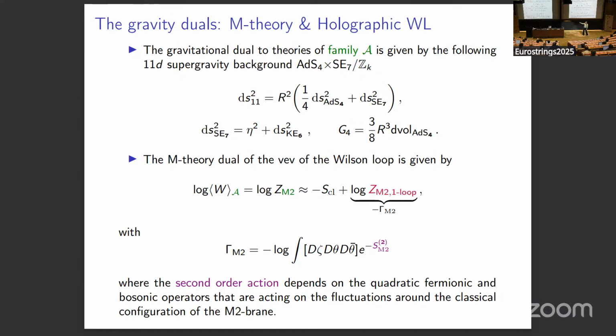But then, because we want to study the partition function of the M2 brane, let's see what this gives us. If we do an appropriate expansion, we find that the leading order piece is just given by the classical action of your M2 brane, right? And then the one loop partition function is the thing that you get upon quantizing your M2 brane. So this will contain information regarding the quadratic, fermionic, and bosonic operators that are acting on the fluctuations around this classical configuration of your M2 brane, okay?